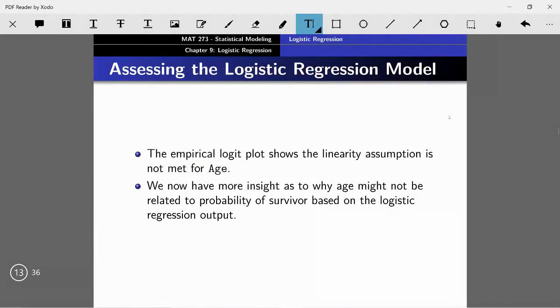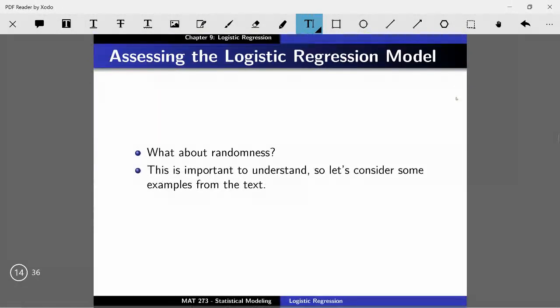So anyway, the main takeaway here from the empirical logit plot is that this linearity assumption is questionable for the predictor age. Okay, so now we can see why maybe that p-value wasn't very small. It has to do with this U shape occurring in the data. So what about checking that randomness assumption that we talked about? Well, that's a little bit more difficult.